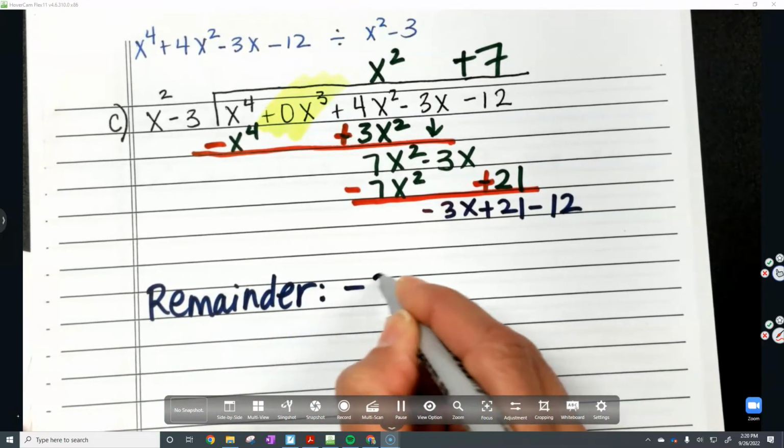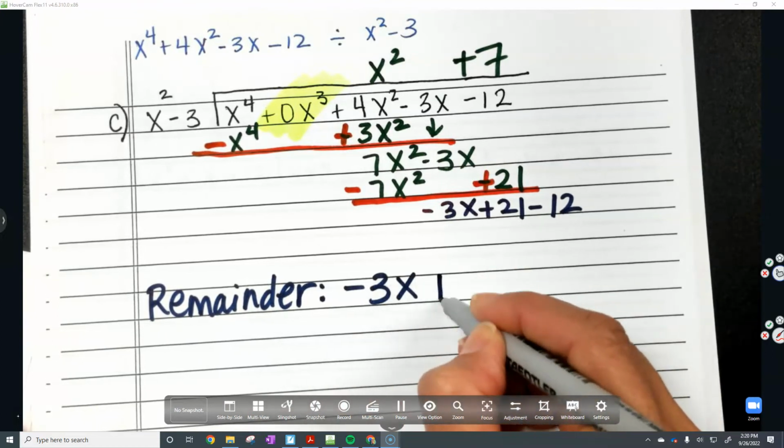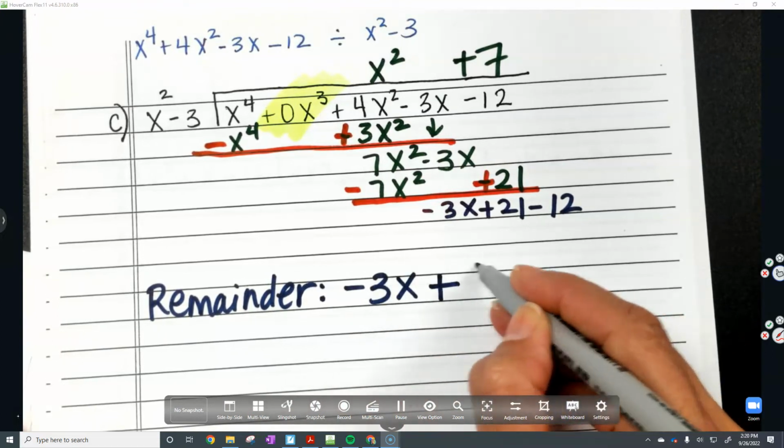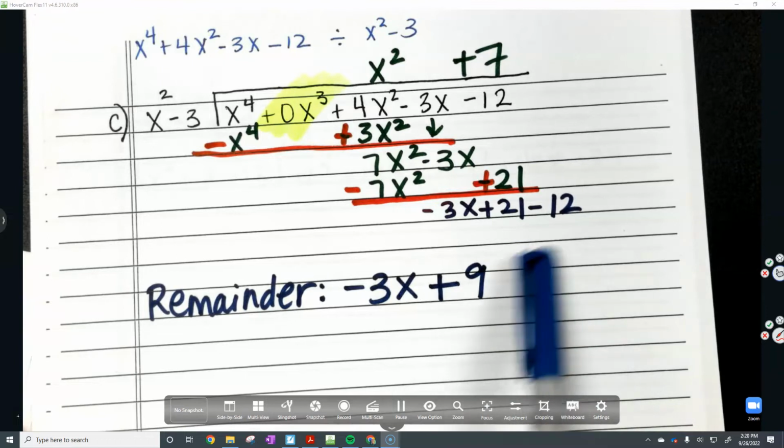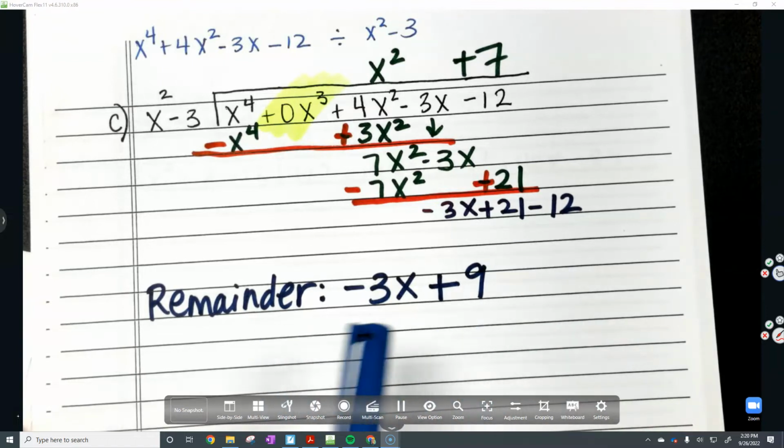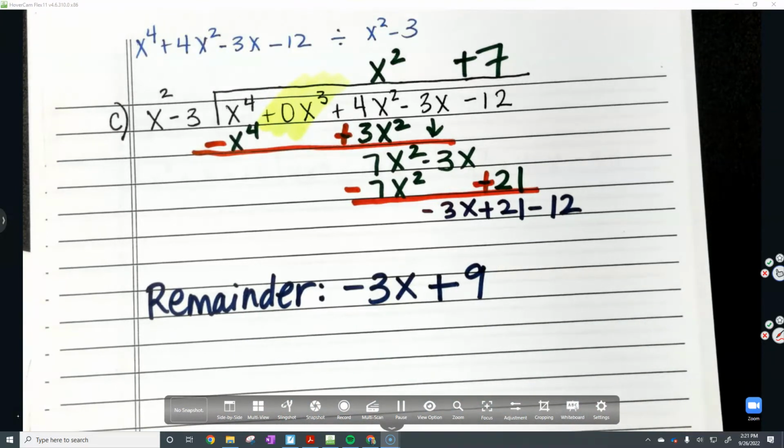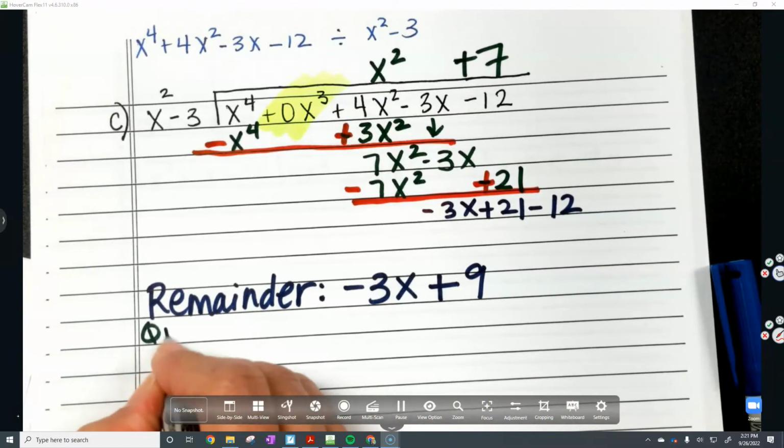Your remainder is negative 3x plus 9. 21 minus 12 is 9. That is the remainder. On a test or a quiz, if I ask you what the remainder is, it's just going to be that. The quotient is different. The quotient is going to look like this.